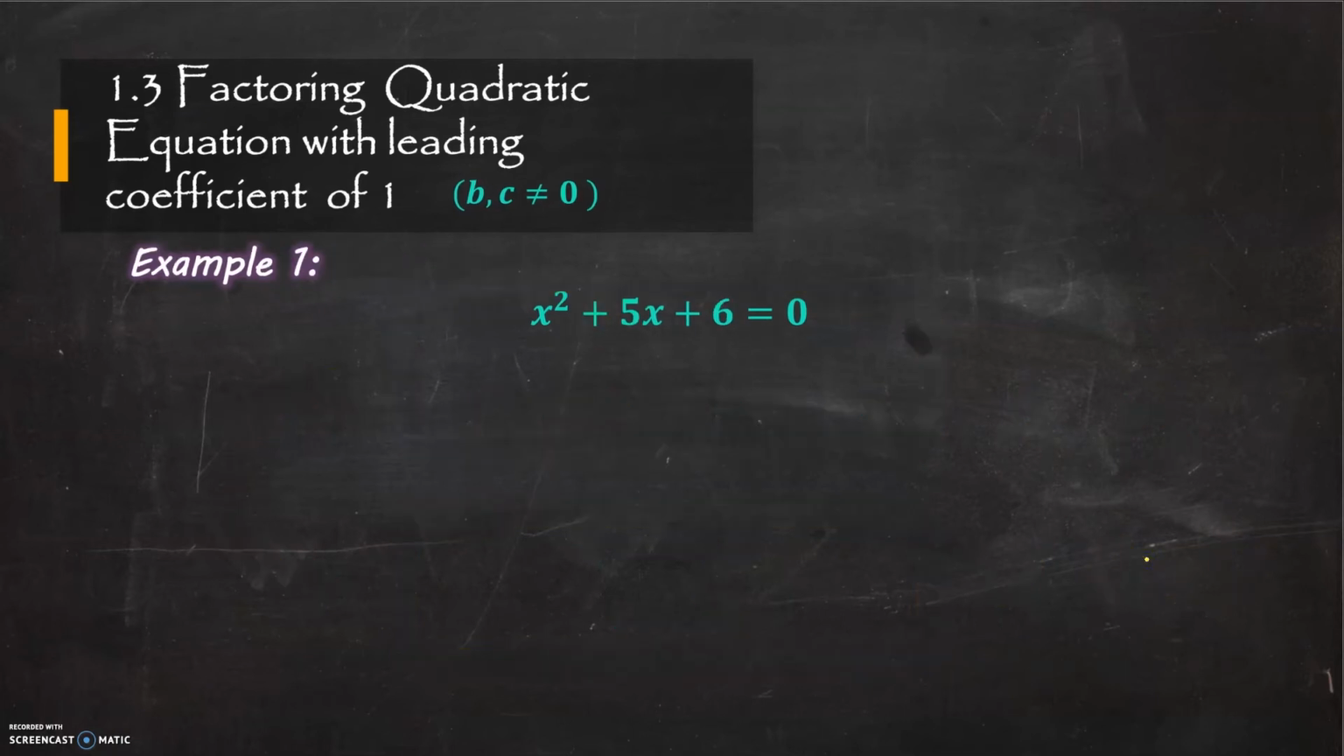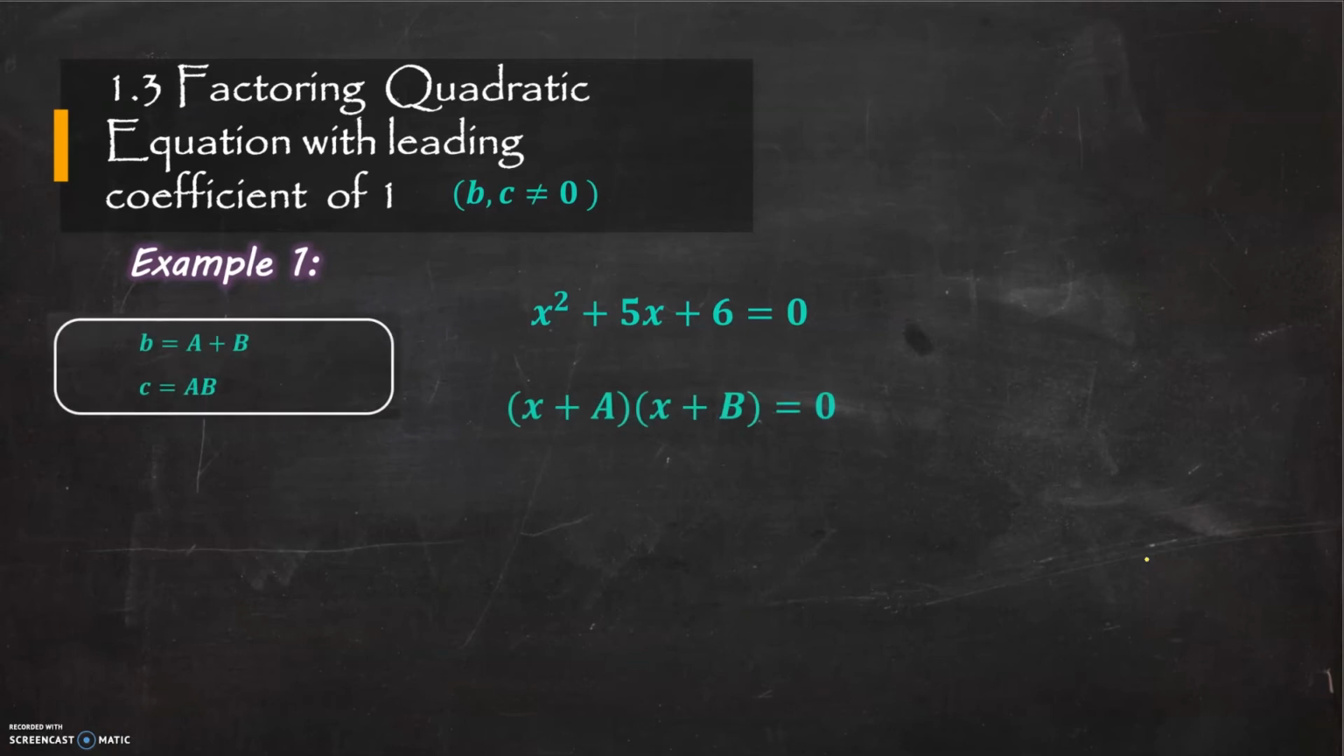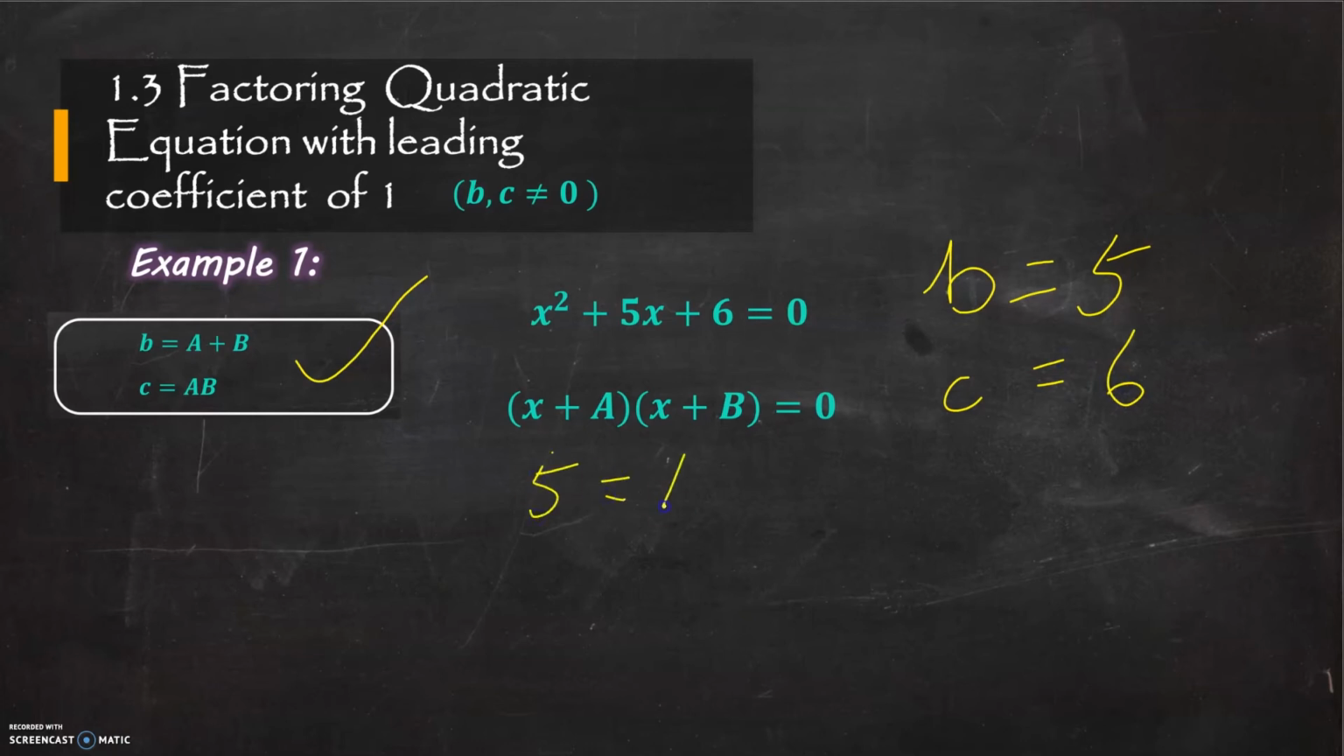Let's do an example. So now we have x squared plus 5x plus 6 equals 0. Here are the equations that we got from the previous slide: b equals A plus B and c equals A times B. So now, what is the b here? We have b equals 5 and c equals 6. So then we have 5 equals A plus the uppercase B, and 6 is equal to A times B.